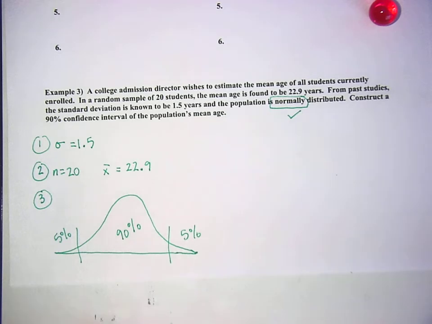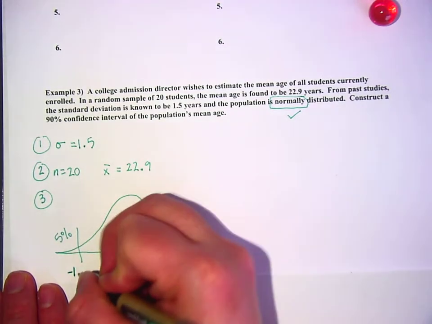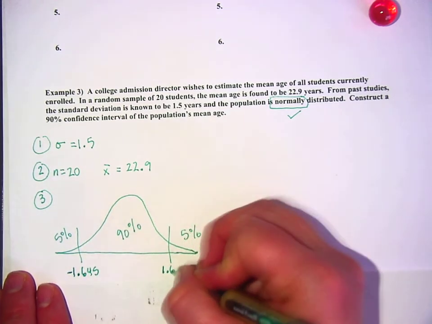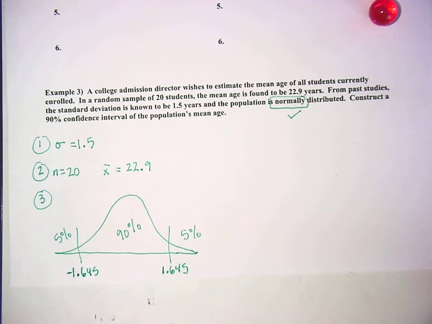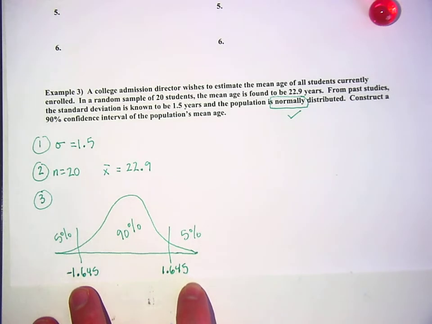So what did you guys get? 1.645. Yes, negative 1.645 and positive 1.645. And that's never going to change. You will start to memorize this number and the 1.96, just because it's going to come up all the time in the next 3 or 4 chapters. So it'll just start to be natural for you, where you'll be like, oh yeah, that's 1.645. Okay.